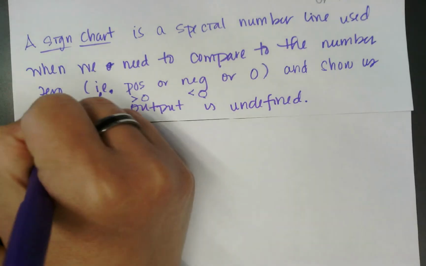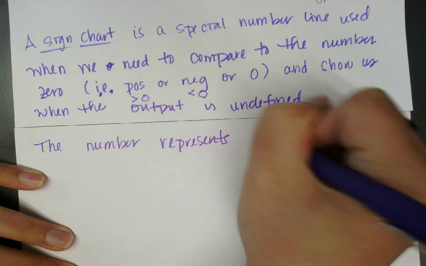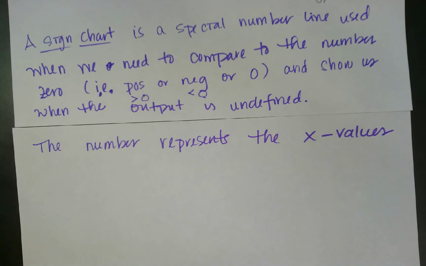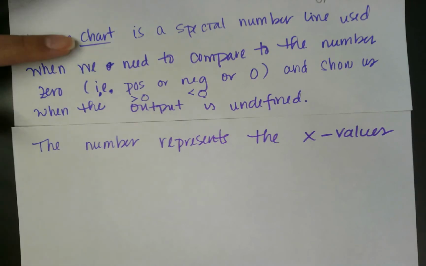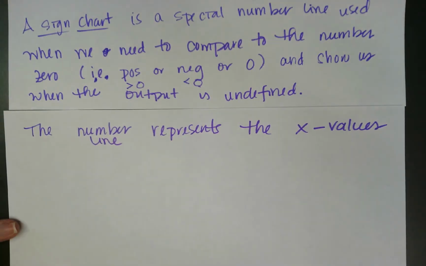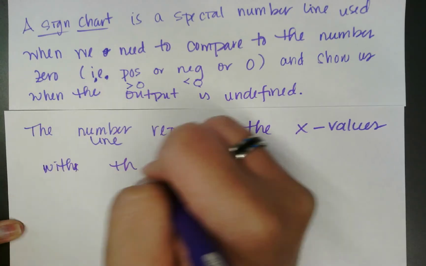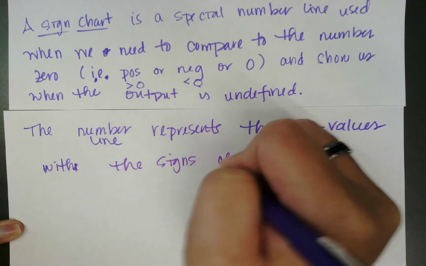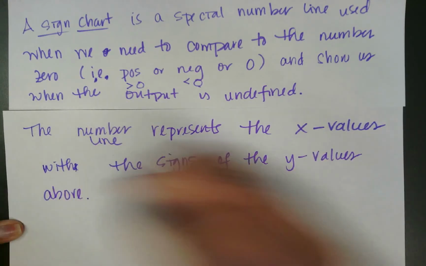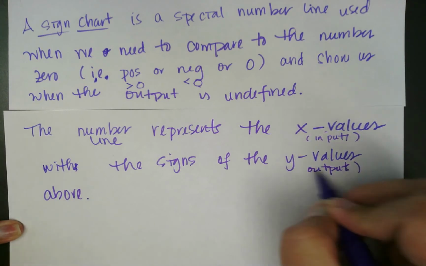One more thing. The number line represents the x values. So on that number line that you're shading, or open circle or whatever you're doing, those are the x values. People get that confused. The number line represents the x values with the signs of the y values above. So inputs, outputs, if we talk in terms of functions. Okay.